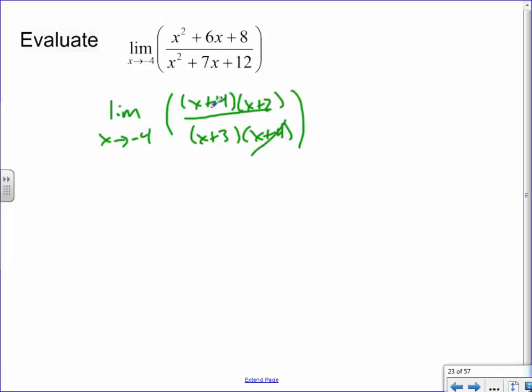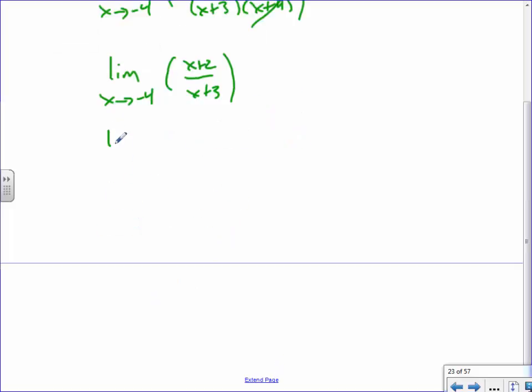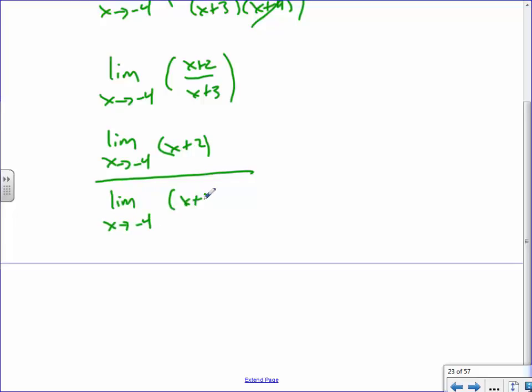The reason being is that I'm going to cancel the x plus 4s. I still have to keep writing my limit notation because I haven't actually plugged in -4 yet. And what I'm left with is x plus 2 over x plus 3. Well, according to my limit rules, this could now be the limit as x approaches -4 for x plus 2, and the limit as x approaches -4 for x plus 3.